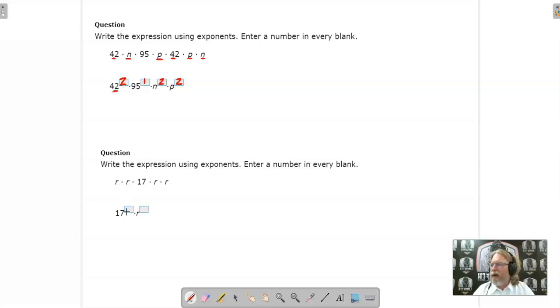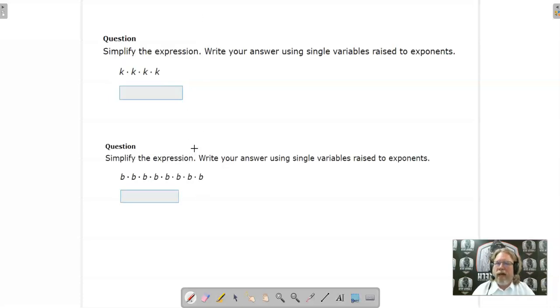On this next one, we have two bases, 17 and r. Looks like 17 shows up once. It's a factor one time in this expression. However, r is a factor 4 times, so we're going to use the exponent 4. Then they take away the base, and you actually have to type it out with the base and the exponent. So simplify this expression, write your answer using single variables raised to exponents.